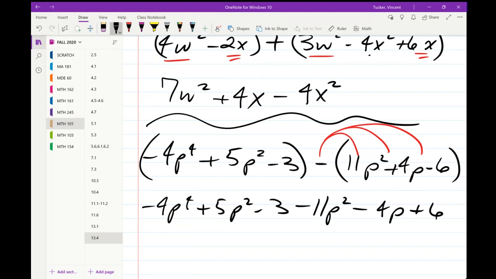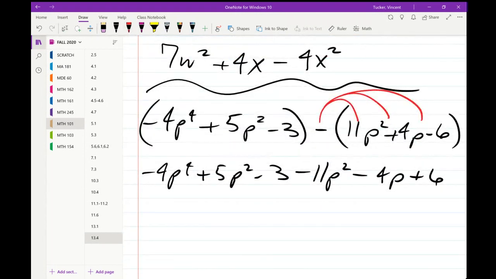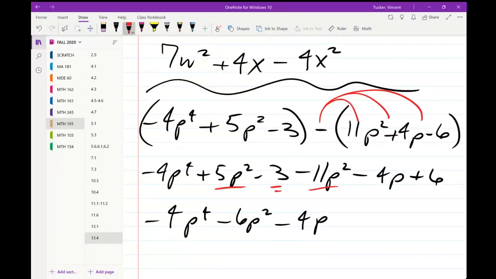All right. So from there, you combine your like terms. Negative 4p to the fourth. Oh, nothing I can combine that with, so you go ahead and bring that down. 5p squared, negative 11p squared, negative 6p squared. And I have minus 4p, and negative 3 and positive 6. Should be a positive 3.